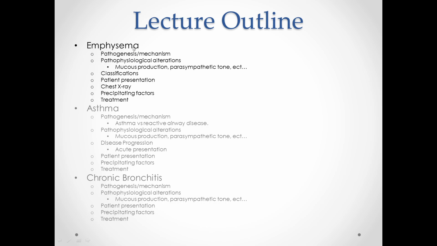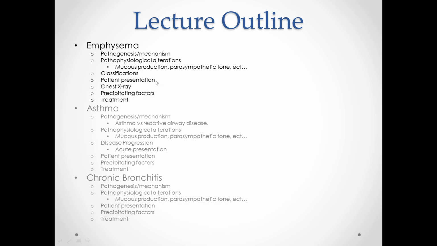So the first thing that we're going to cover in this lecture is emphysema. We're going to go over the pathogenesis and some of the mechanisms behind emphysema, the pathophysiological alterations that can occur with emphysema, such as alterations in mucus production, changes in parasympathetic tone, and so on and so forth. We're going to cover the different classifications of emphysema.